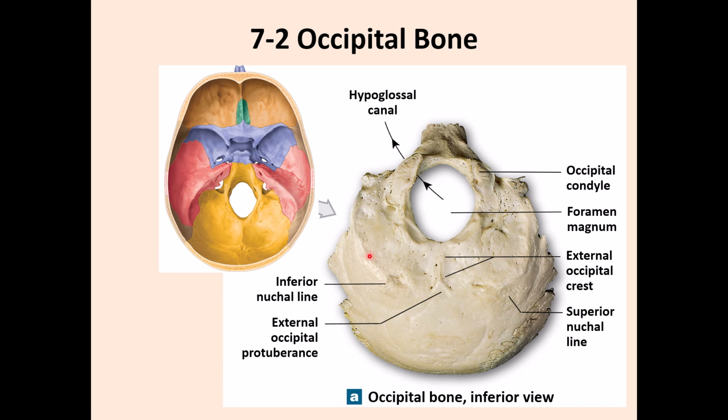Also, you have some lines here. These are the nuchal lines. So one here and one here, and they are bony markings for the attachments of some of the neck muscles. Some of the neck muscles attach in that area.